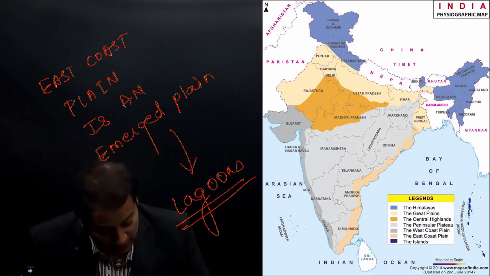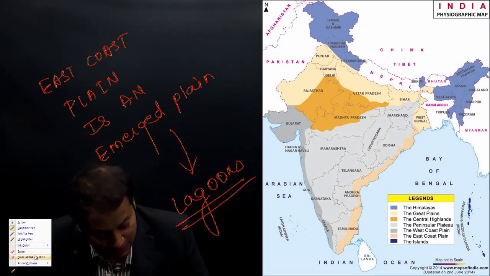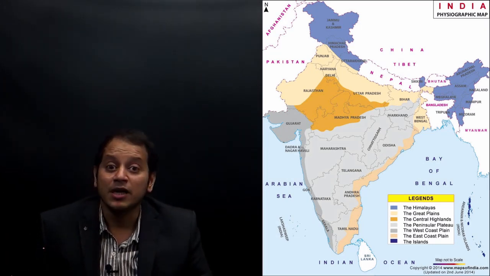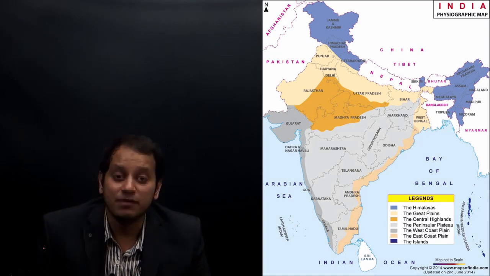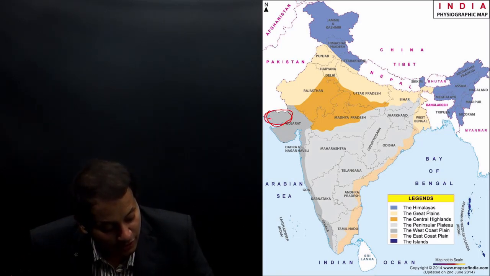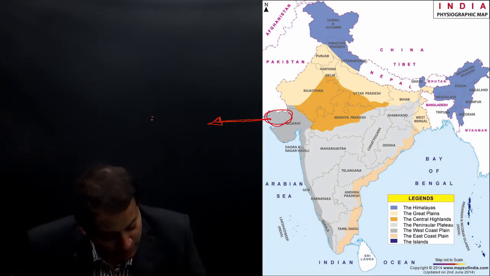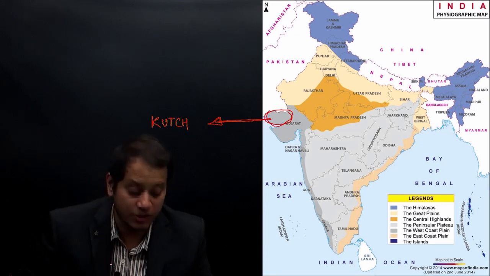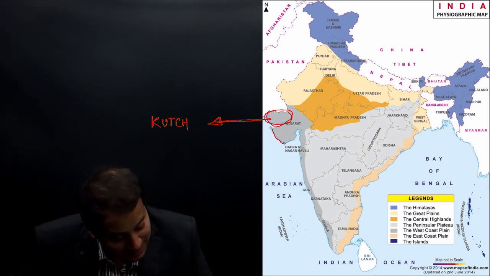Now let us study in detail these east and west coastal plains. First we will start with the study of the west coastal plain. If we look at this region, which I am now marking in red color, this region in Gujarat is known as the Kutch region. This other region of Gujarat is known as the Kathiawar region.